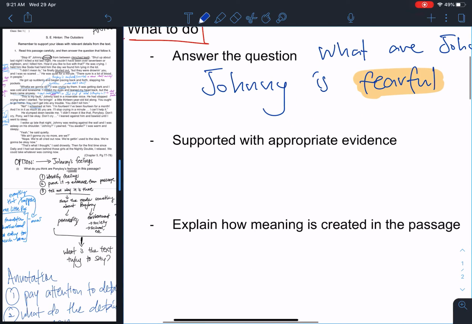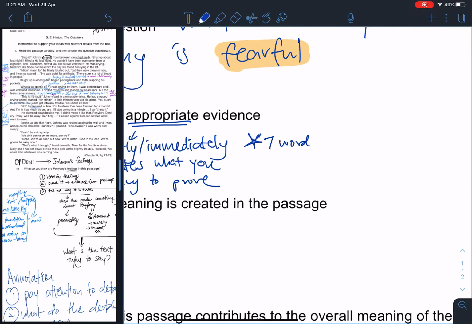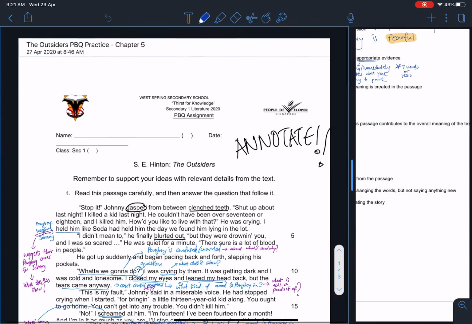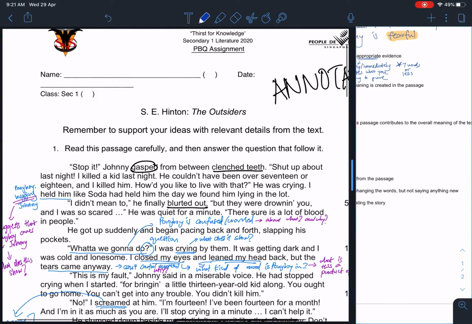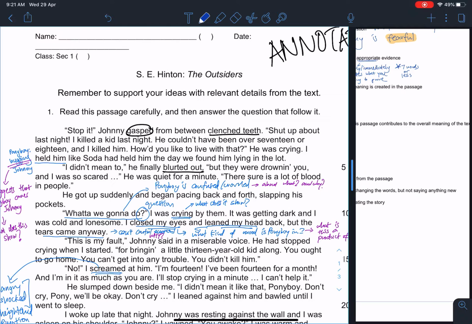Now, what is appropriate evidence? Appropriate means that it directly and immediately indicates what you are trying to prove. A good rule would be to quote seven words or less. Let me give you an example. If I say that from the entire first paragraph you can see that Johnny is very afraid, and I throw this entire chunk in, then that won't make sense because I'm just copying the passage.